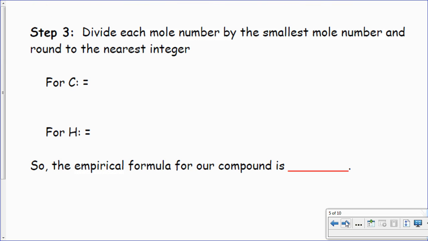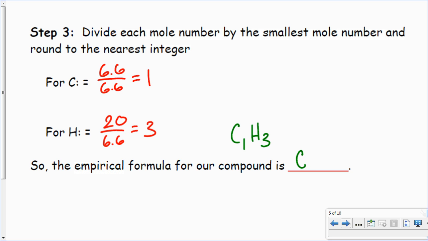Divide each mole number by the smallest mole number and round to the nearest integer. So for carbon, it was 6.6 divided by 6.6 equals 1. For hydrogen, it's 20 divided by 6.6, which is 3.03, so we'll just round that to 3. So we know that our basic ratio for this compound is C1H3. That's the empirical formula for the compound. Okay, so that's what we did in the last video. Great, good, grand. Now we have to use that and go to the next step.